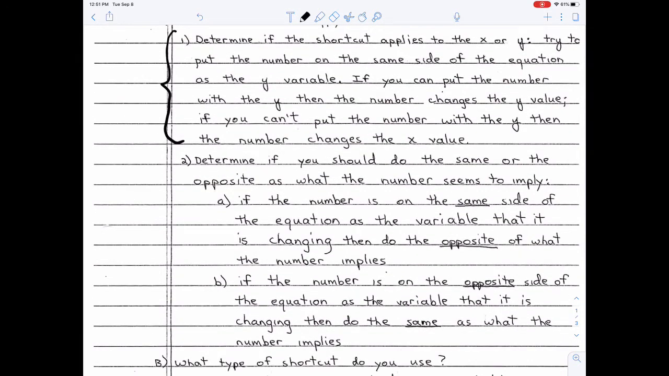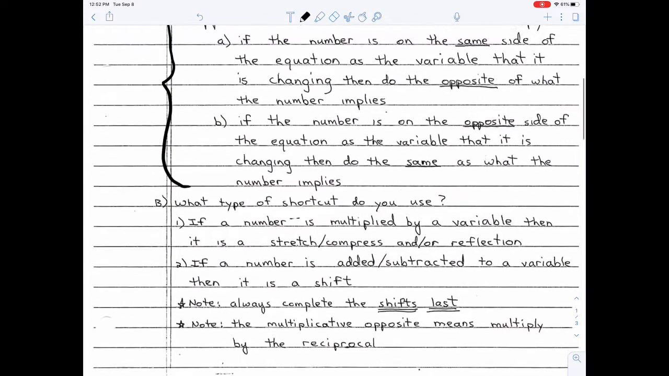Do you do the same or the opposite of what it appears to say? And that's determined this way. Once you know, and you have to know this first, what variable you're changing, then is the number you're looking at on the same side of the equation or the opposite side of the equation from that variable? If it's on the same side, you do the opposite of whatever the equation seems to be saying. And if it's on the opposite side, then you do the same thing as what the equation is saying. So that's not new, right?